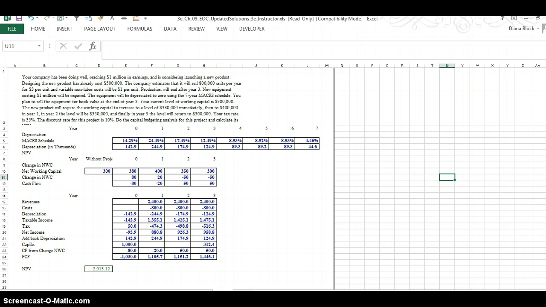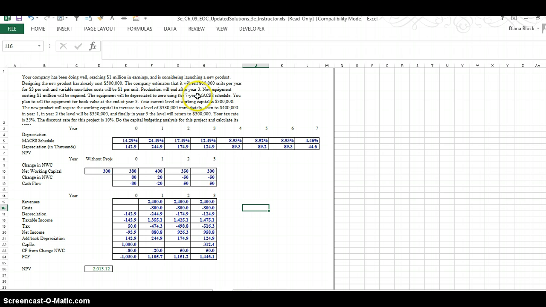I'm going to suggest you have a spreadsheet where you have all your years labeled. Year 0, year 1, year 2, year 3. And we don't need years 4 through 7, but you might put them there just for fun, just to keep everything straight. But in this problem, we're going to deal with years 0 through 3. So one of the first things that I want you to go ahead and lay out is the MACRS schedule.